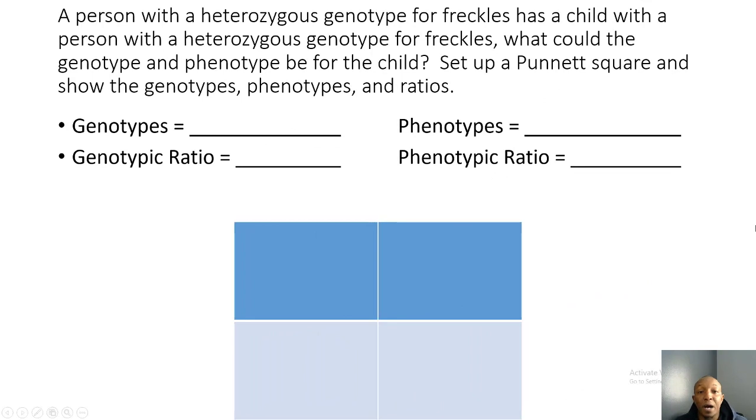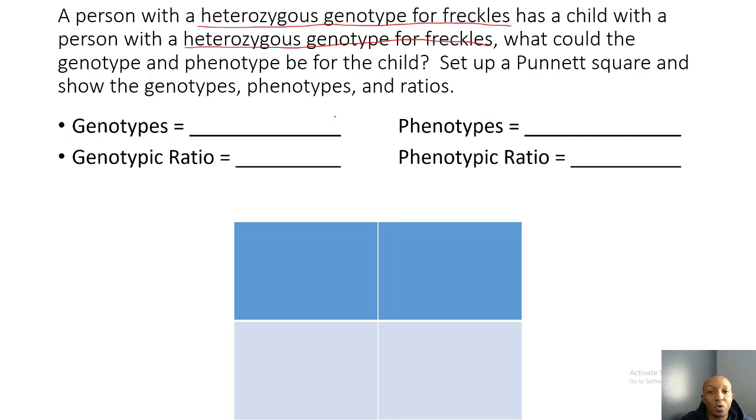Let's take a look at this next problem. It says a person with a heterozygous genotype for freckles has a child with a person with a heterozygous genotype for freckles. What could the genotype and phenotype be for the child? Set up a Punnett square and show the genotypes, phenotypes, and ratios.